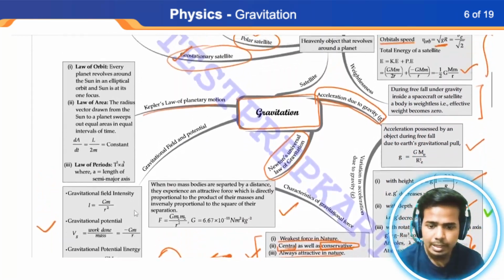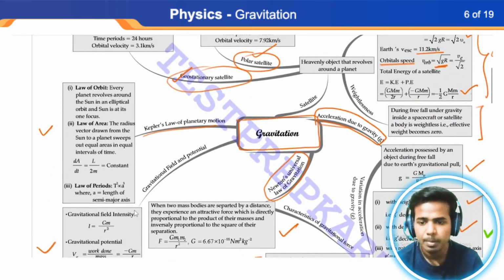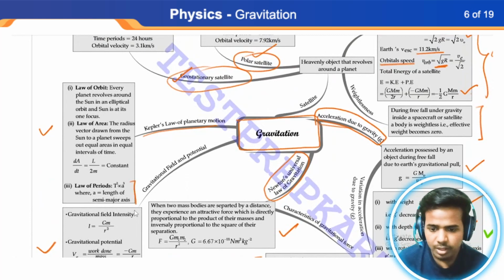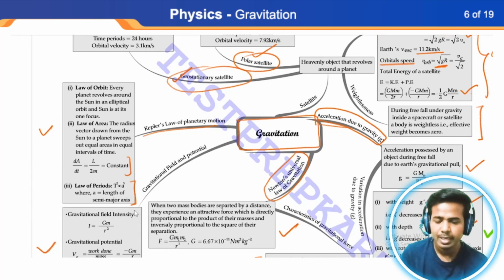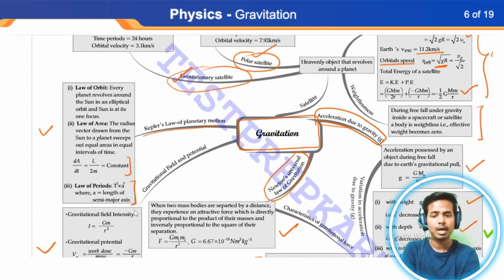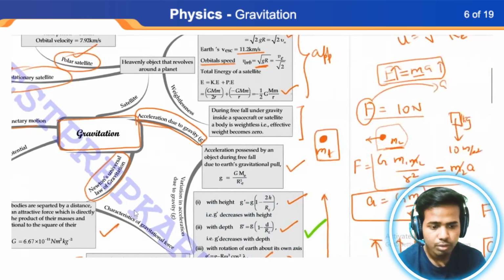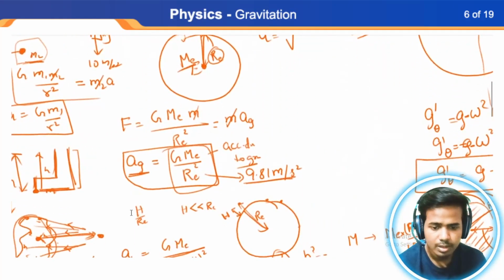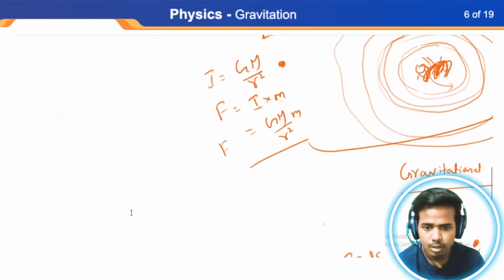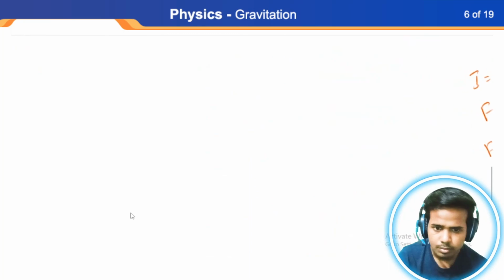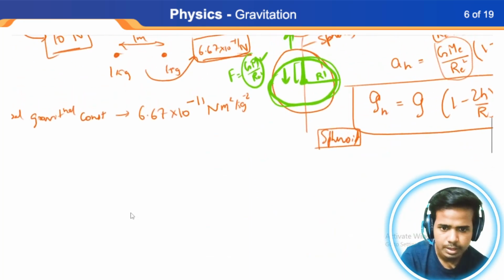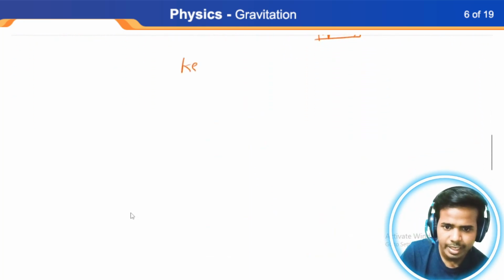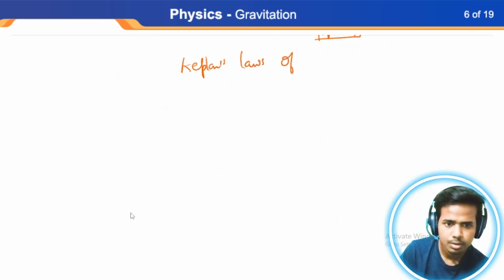Something which was left is this part, Kepler's laws. Very important, because the third law and the second are also very important, as some questions are asked in this part. So I'll quickly go through it. What this talks about is Kepler's laws of planetary motion.